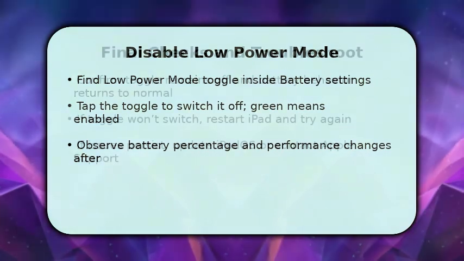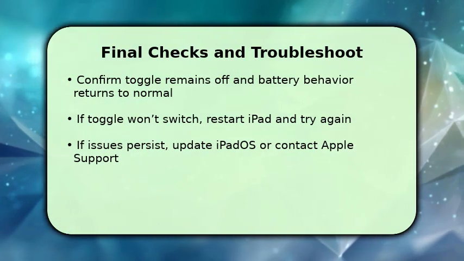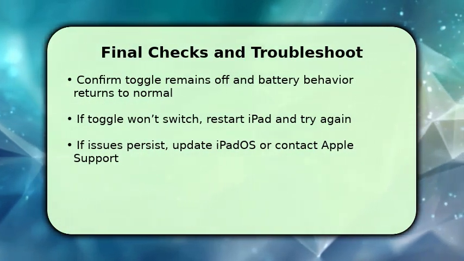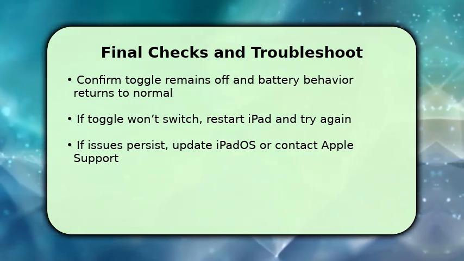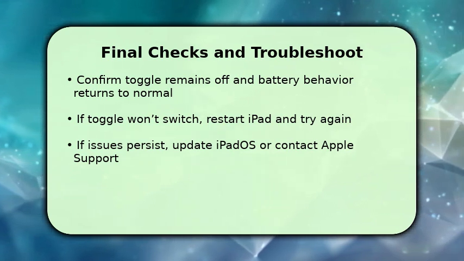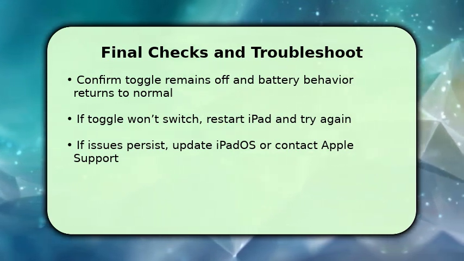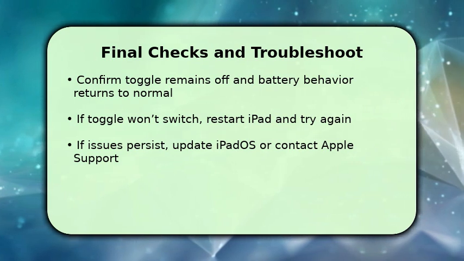Finish by confirming the toggle stays off and the device behaves normally. Apps update and animations return. If the switch won't change or it flips back on, restart the iPad. Hold the top button and a volume button, slide to power off, then power back on and try again.